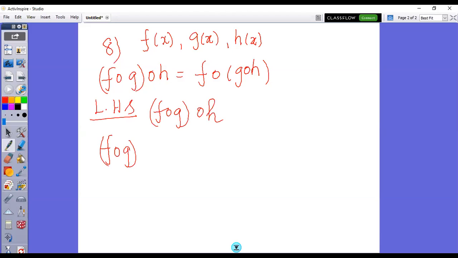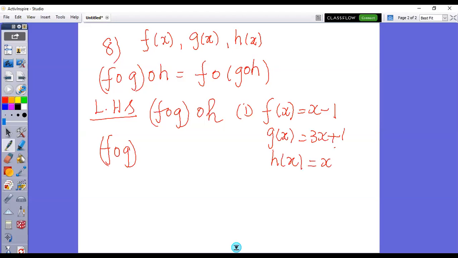The question gives f of x equal to x minus 1. Next, g of x equal to 3x plus 1. Next, h of x equal to x square. So we are given the values of f of x, g of x and h of x. First, f composite of g, equal to f of g of x.